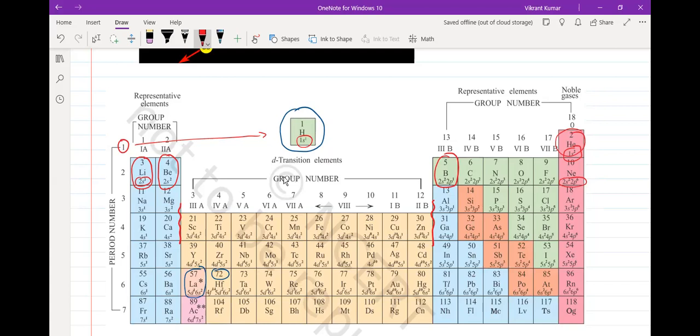Now let's go to the second period. The second period started at 2s1, 2s2. There is no 2d or something like that, or 1d like that, so that's why we are moving to 2p, 2p1 to 2p6.